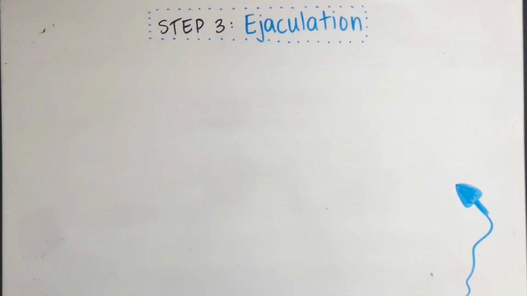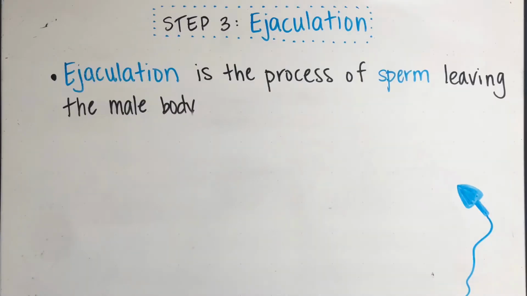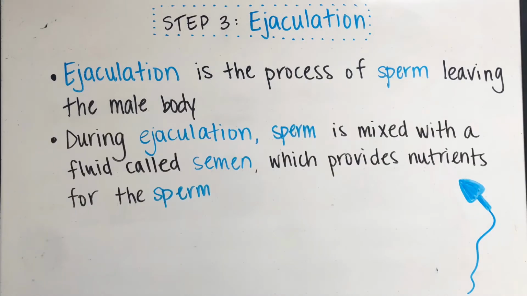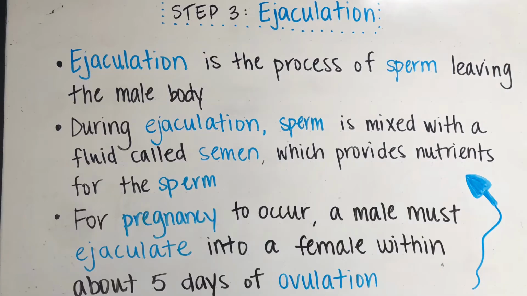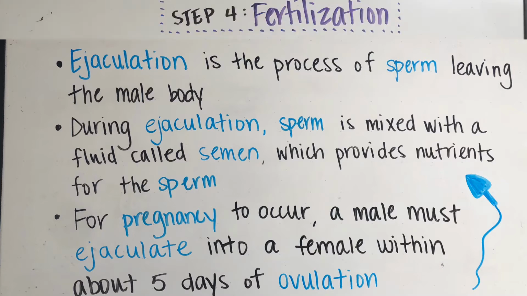The third step of making a baby is ejaculation during sexual intercourse. This is the process of sperm exiting the male's body. Sperm is surrounded by semen, which is a fluid that contains nutrients that feed the sperm. Essentially, that ejaculation contains sperm and can fertilize an egg. This must occur within 4 to 5 days of ovulation in order to result in a pregnancy. The further you get away from ovulation, the lesser your chances are of getting pregnant.